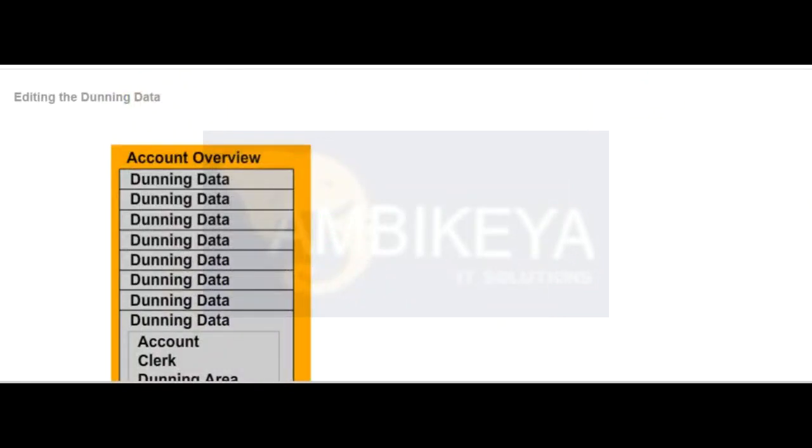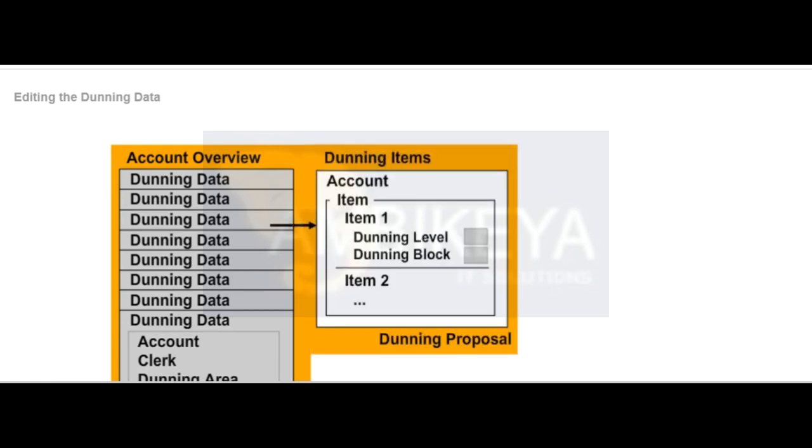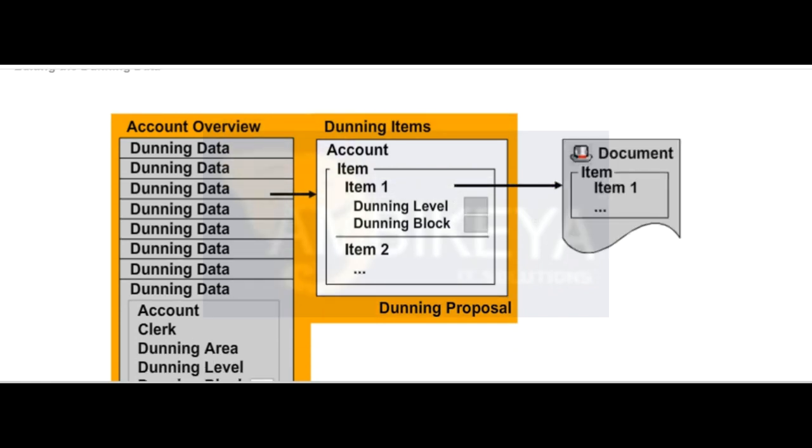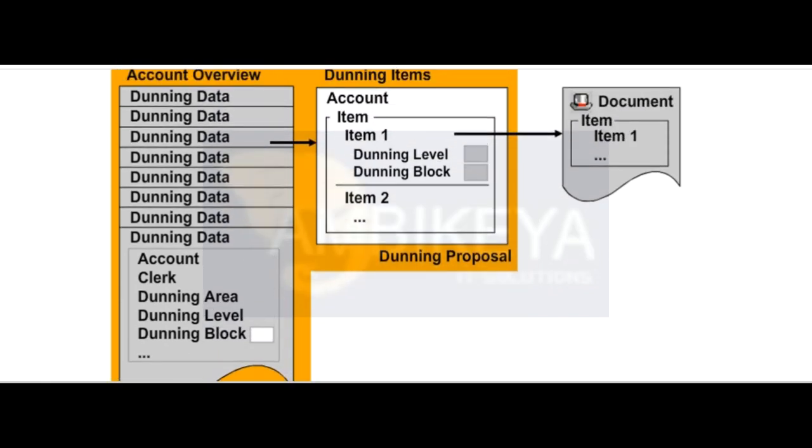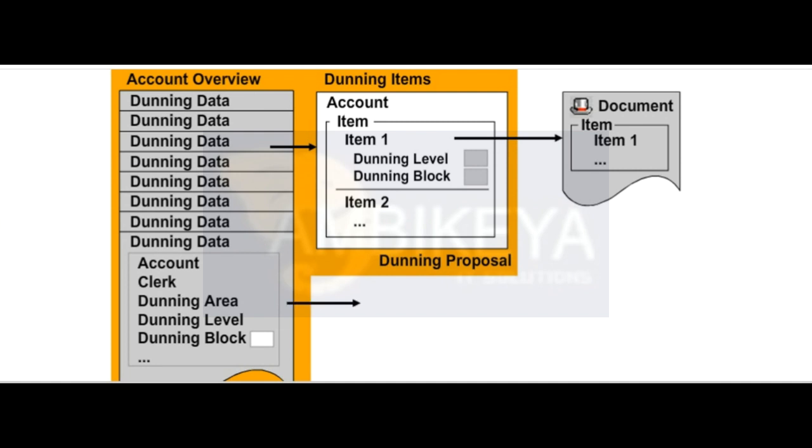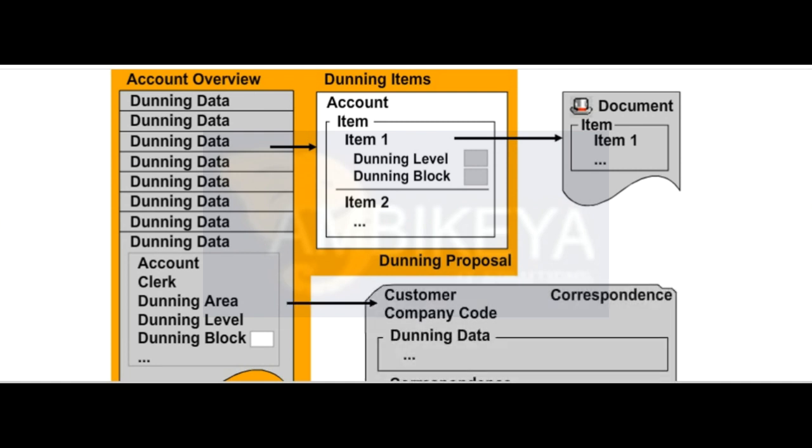The clerk can perform the following actions: block an account in the current dunning proposal or remove the dunning block. Block a line item in the current dunning proposal or remove the dunning block. Lower the dunning level of an item in the current dunning proposal. Change the dunning and correspondence data of an account in the master record. This change does not apply to the current dunning run. You need to delete and restart the dunning run for the changes to take effect.